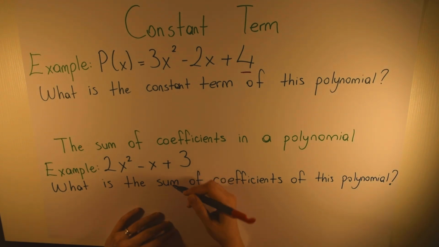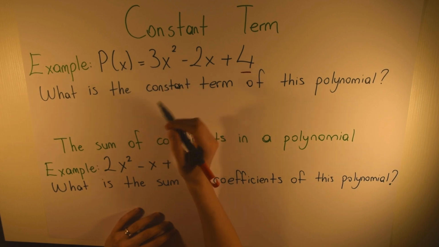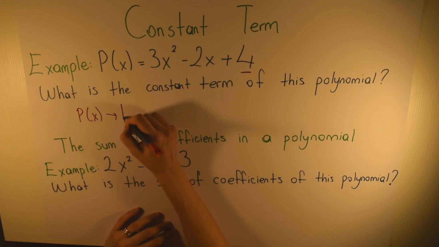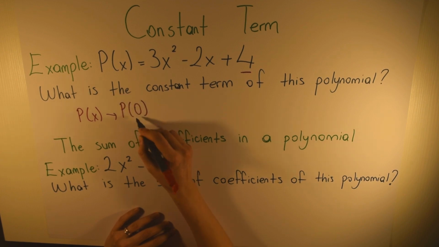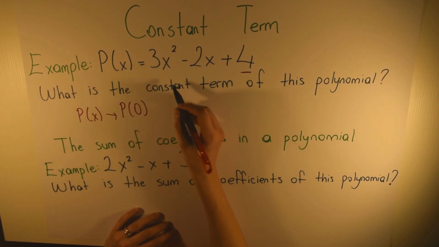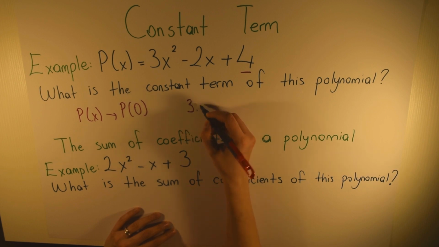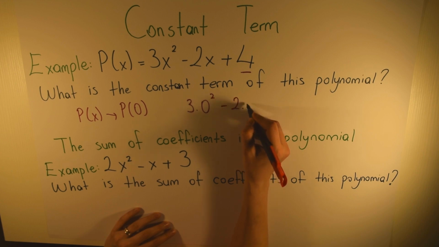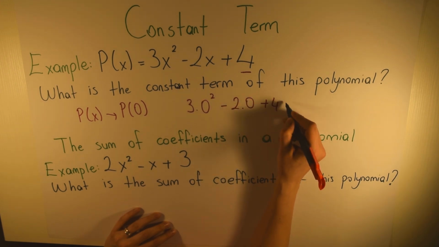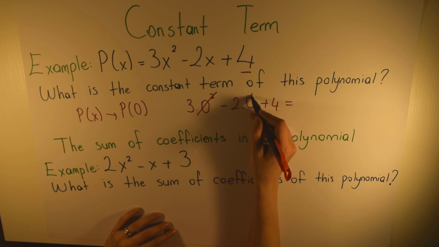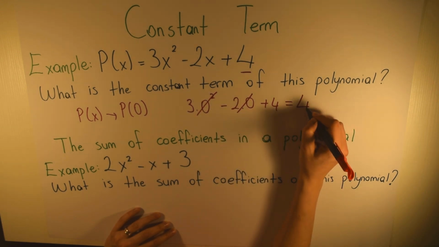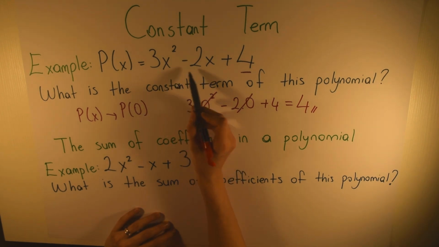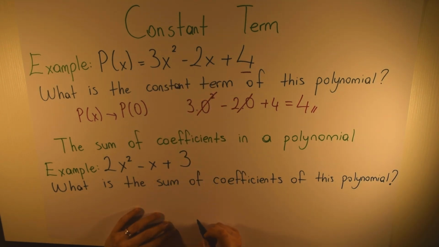What we do, instead of x here, we write 0, okay? Instead of x, we write 0, which means we will find p(0). Let's look at this here. We have 3 times 0 to the power of 2 minus 2 times 0 plus 4. So from here, these are 0, so we get 4. You just need to eliminate these terms with the variables.